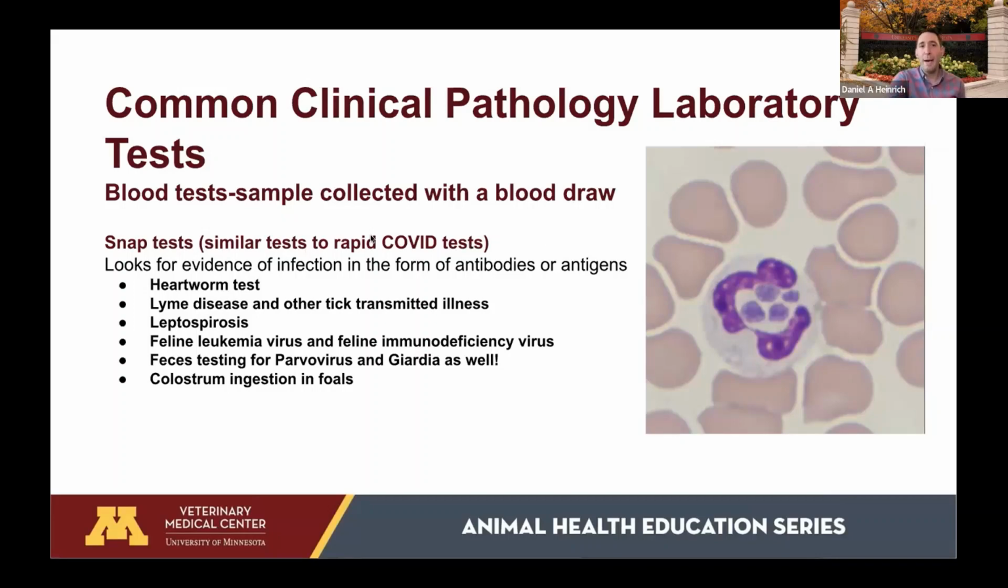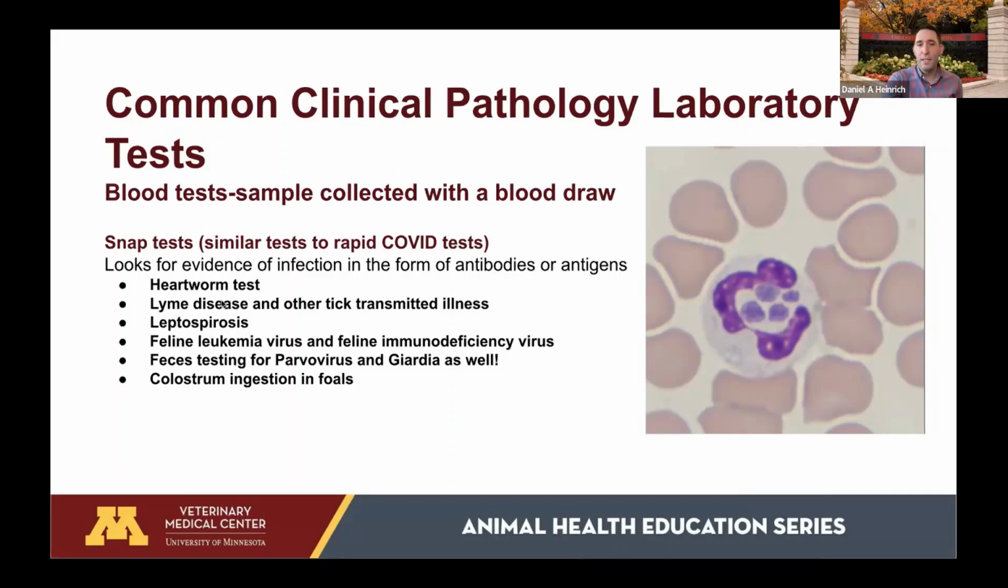So we use these SNAP tests to look for evidence of infection, either in the form of antibodies, which is the body's response to infection, or antigen, meaning we're looking for little bits and pieces of the bacteria or parasite when we're doing our testing. So things that you may have heard your veterinarian talk about are heartworm tests. We use SNAP tests to look for antigens against heartworm.